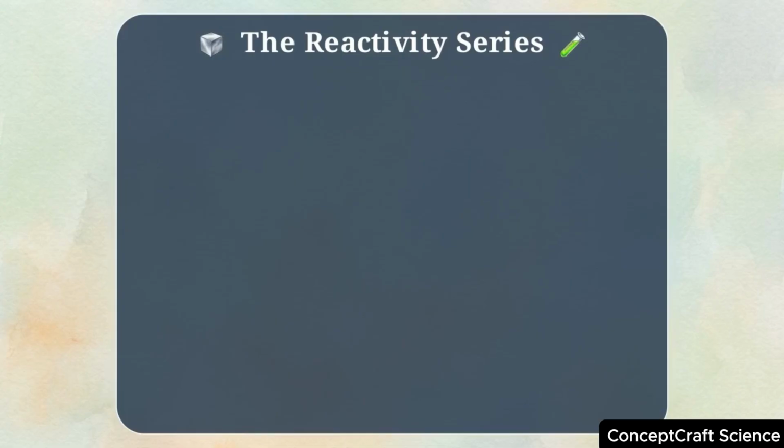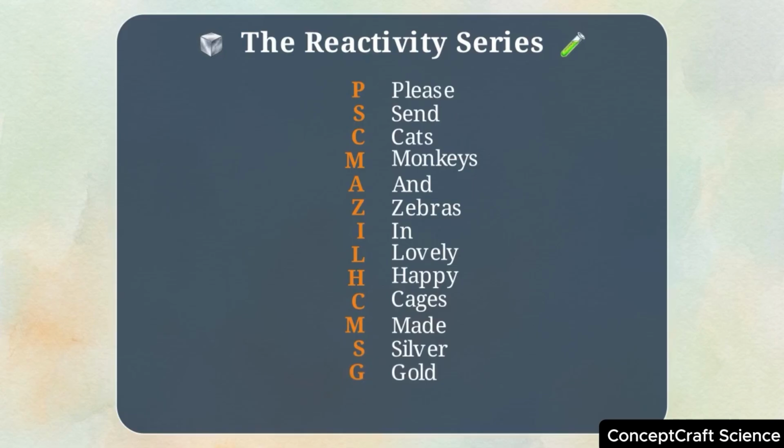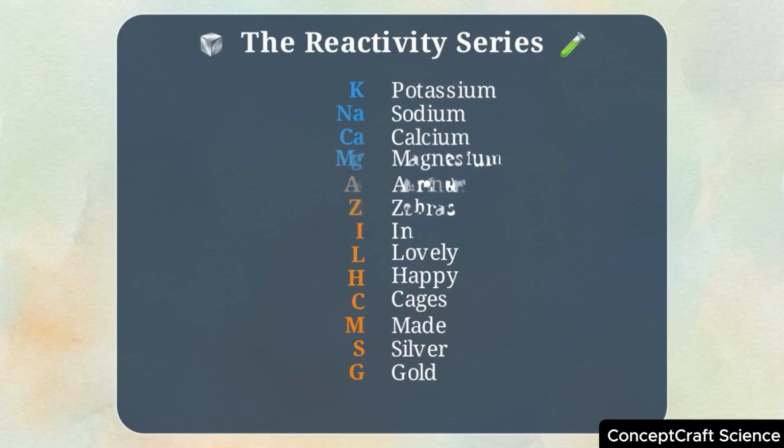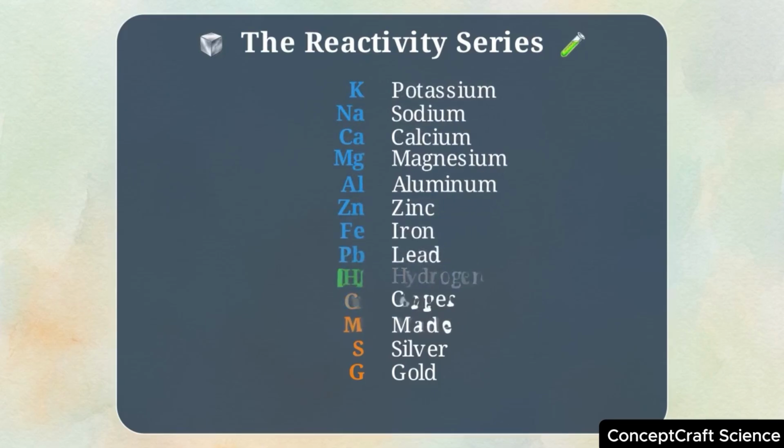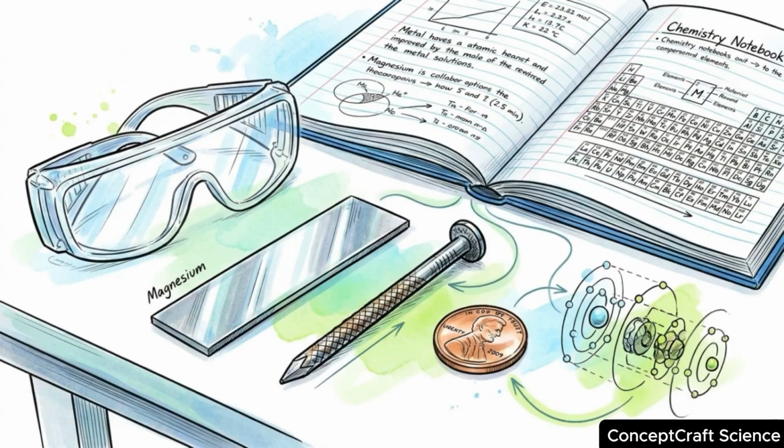Memorizing the exact order of this series is much easier with a mnemonic. Please send cats, monkeys, and zebras in lovely, happy cages made of silver and gold. The first letters map directly to the elements: potassium, sodium, calcium, magnesium, aluminum, zinc, iron, lead, hydrogen, copper, mercury, silver, and gold. Internalizing this hierarchy turns these separate reactions into a predictable system, providing the foundation needed to understand ionic compounds in our next lesson.